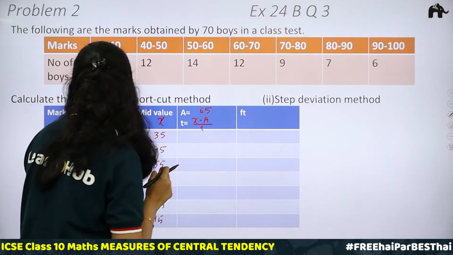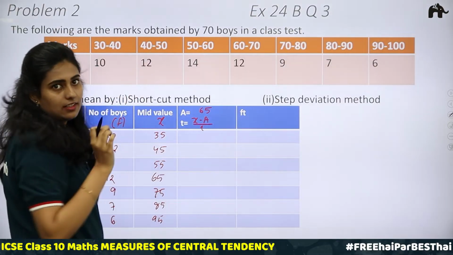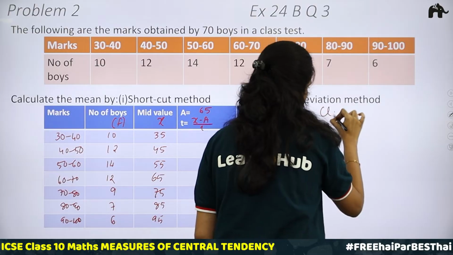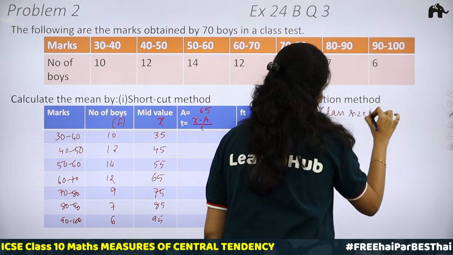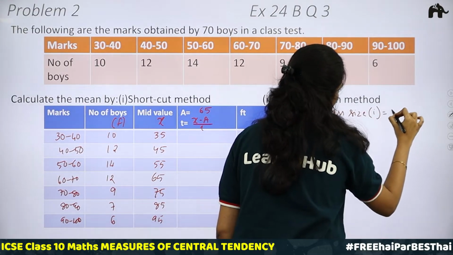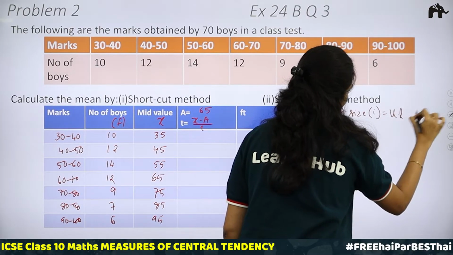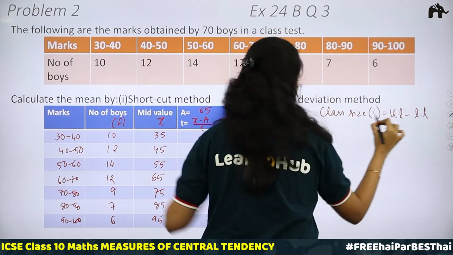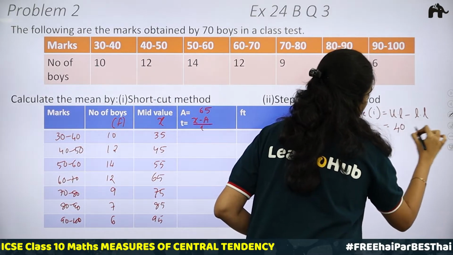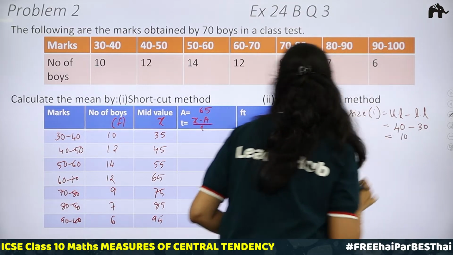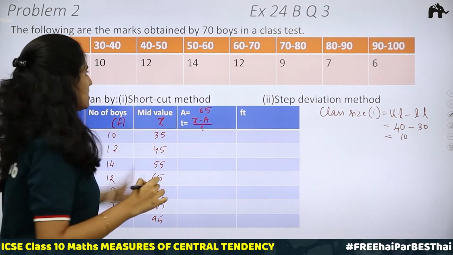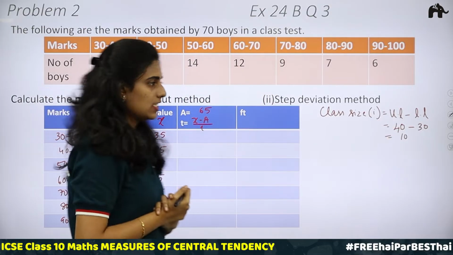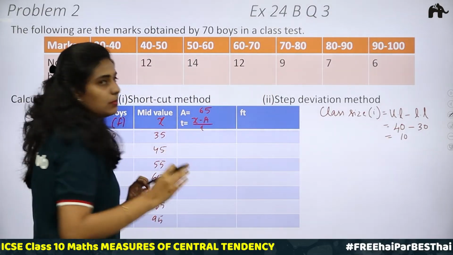What is the class size in this case? Class size is equal to 10. That is upper limit minus lower limit. I is equal to upper limit minus lower limit, and that is equal to, if you take any case, 30 to 40 interval, 40 minus 30, that is 10. Here again in this interval, class size is 10. Here also class size is 10. So, 10 is the class size. I value is equal to 10. So, we have to divide the number with 10.